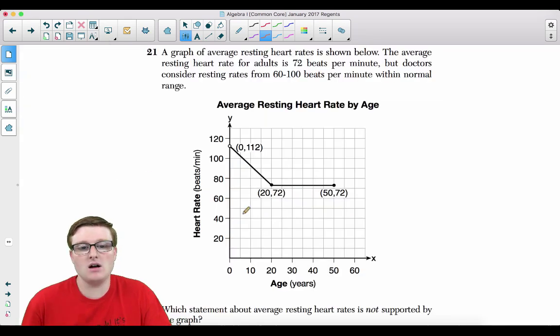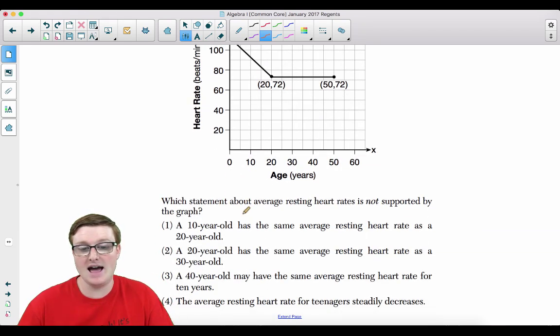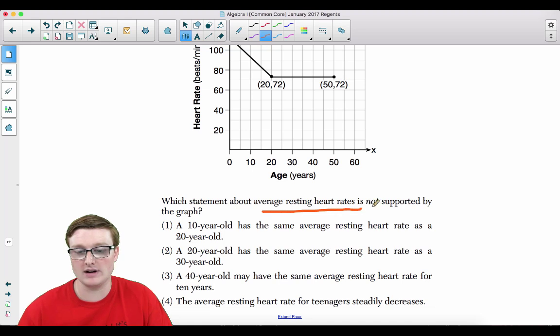The graph of average resting heart rates is shown below. The average resting heart rate for adults is 72 beats per minute, but doctors consider resting heart rates from 60 to 100 beats per minute within normal range. Which statement about average resting heart rate is not supported by the graph?